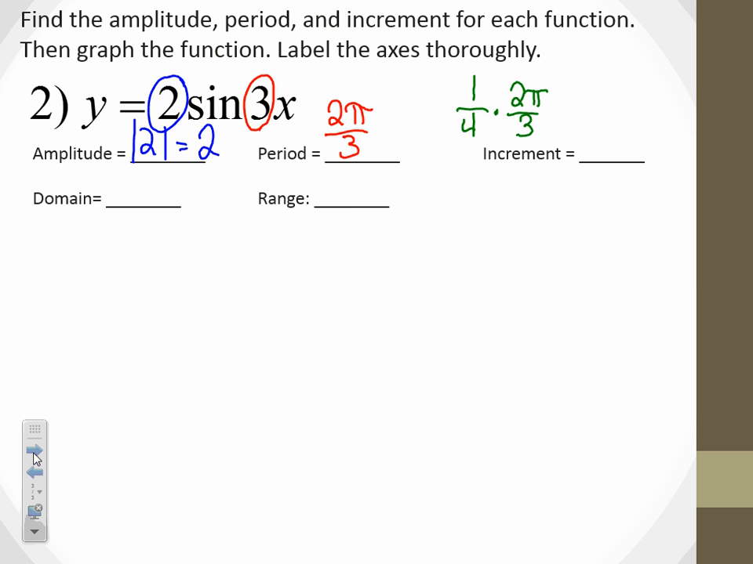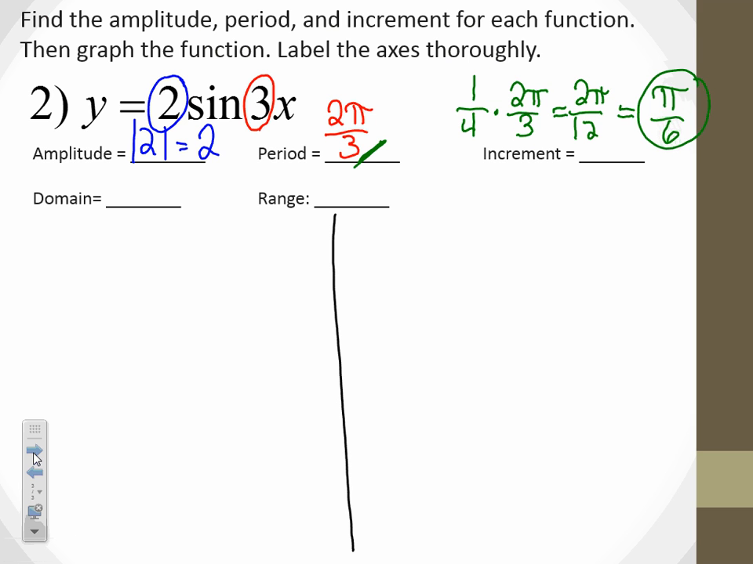Multiply fractions, we're just going to go straight across. So I get 2 pi all over 12. This simplifies to pi all over 6. So that's going to be our increment, and our period is going to be 2 pi over 3. Now it's time to graph.